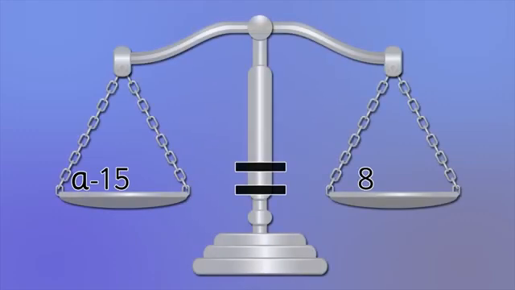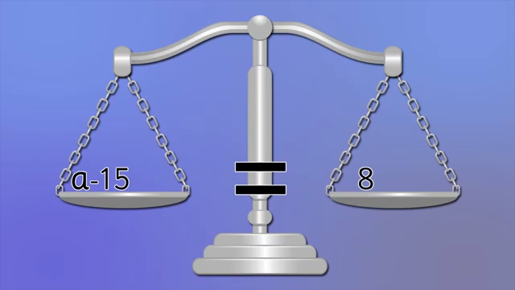Let's look at the scale to work out the problem. On one side, we have A minus 15, and on the other side of the equal sign, the answer 8. To work out the value of A, we need to isolate A, so that it's on its own on one side of the equal sign. That means getting rid of the minus 15. How can we do that? We remove one operation by doing the opposite operation, the inverse.